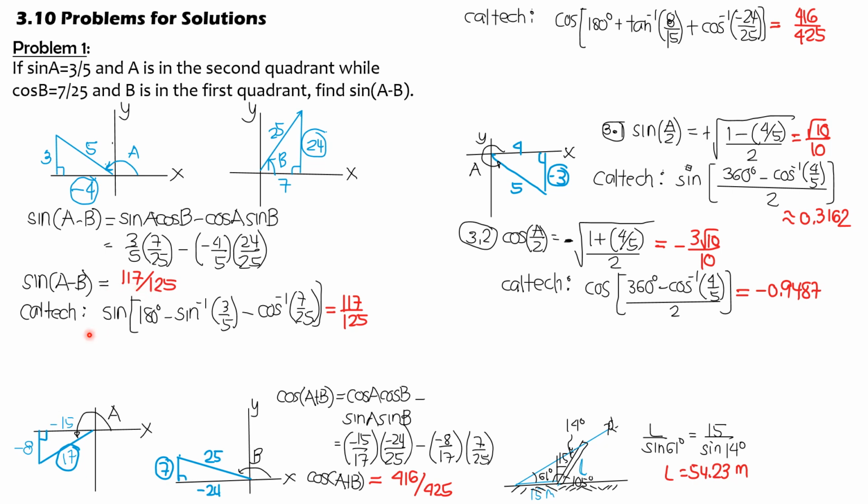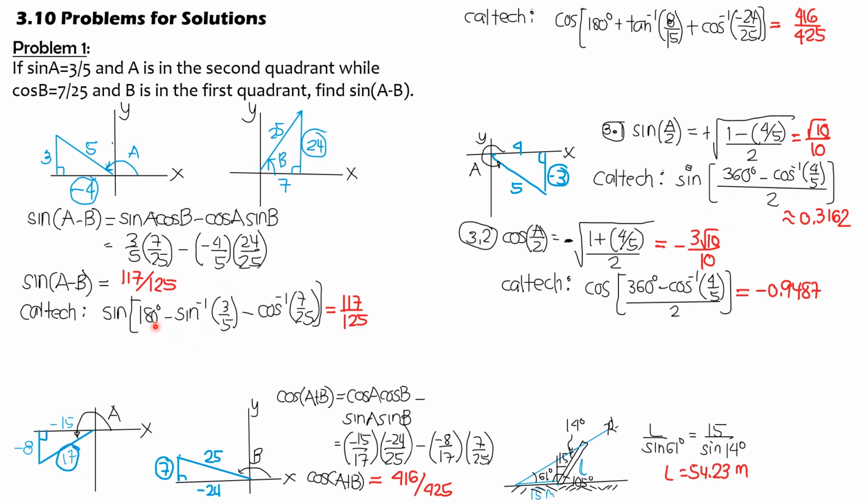Now for the calculator technique, it is natural display. So press sine, then open quantity 180 degrees minus inverse sine of open quantity 3/5, then close, minus inverse cosine. This represents A because A is in the second quadrant. It should be an obtuse angle: 180 degrees minus this angle here, which is inverse sine of 3/5. Then minus inverse cosine, angle B is inverse cosine of 7/25 or inverse sine of 24/25.